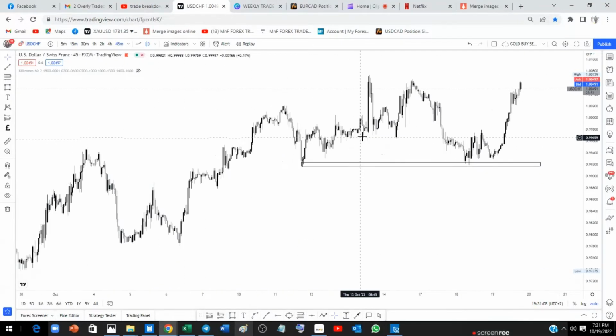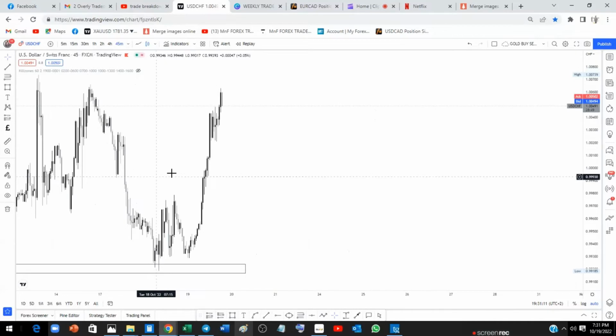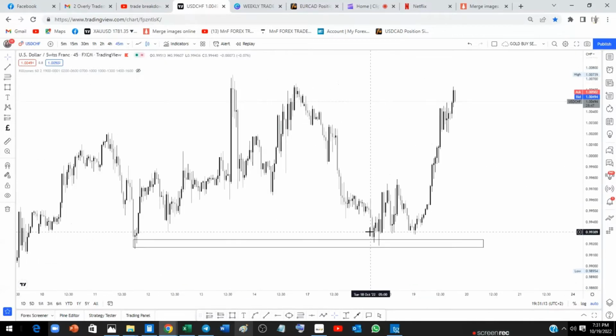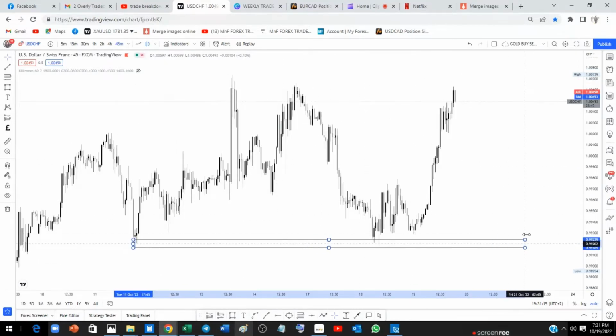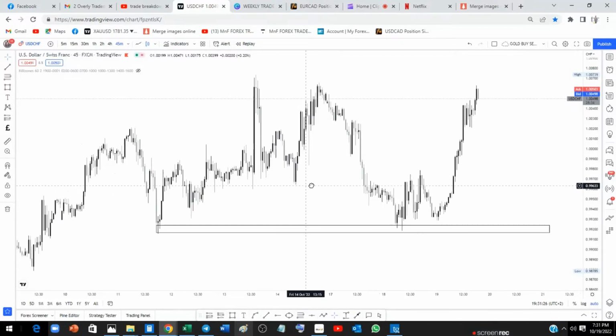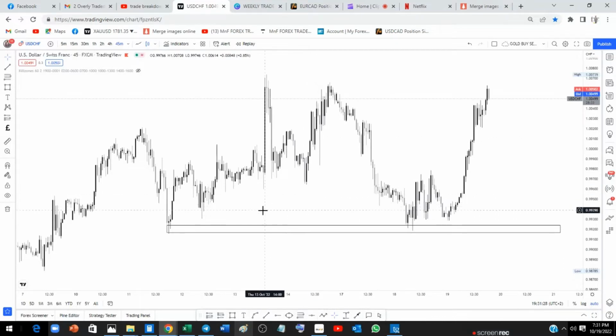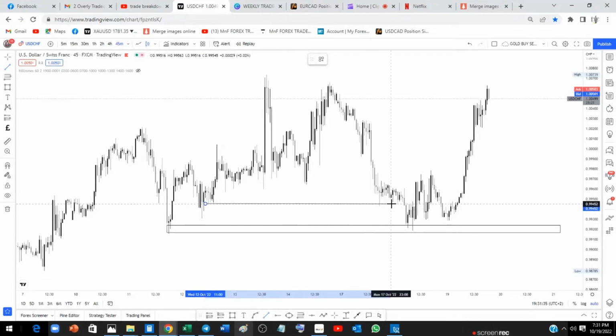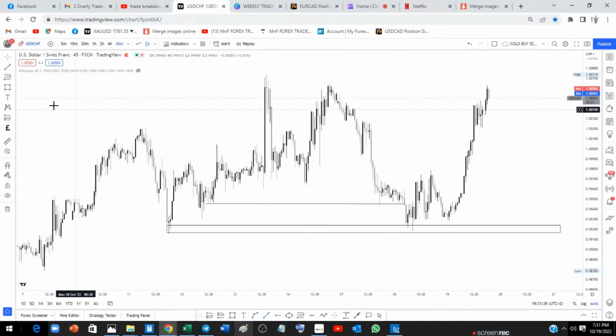Now that we've identified our order block, the next thing to do is to identify what we call liquidity areas. So liquidity can be in form of trend lines, it can be in form of equal highs or equal lows. And another one is what we call the Asian range, right? So you come here. So the next thing is to identify liquidity. So if you see right here, we had a lot of liquidity here. We had a lot of equal lows right there.